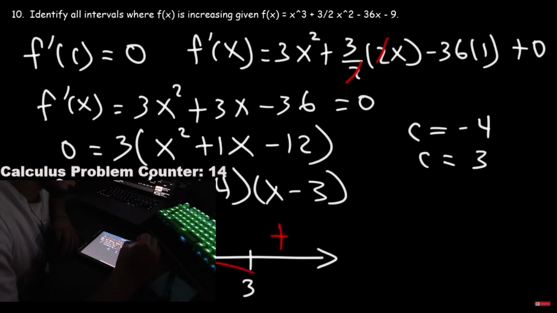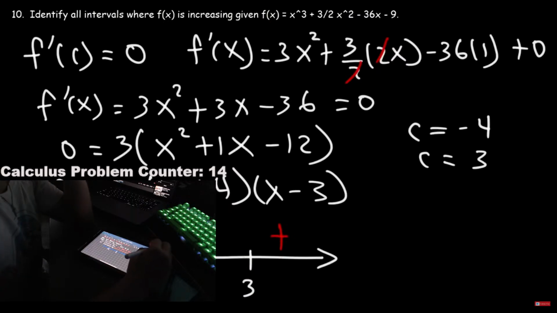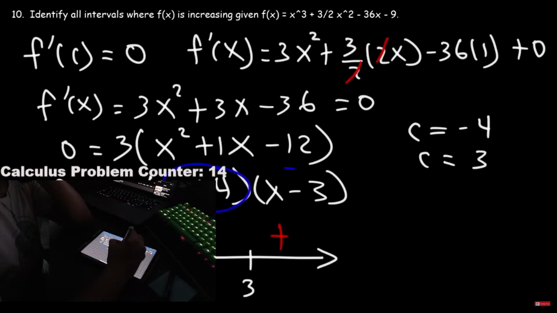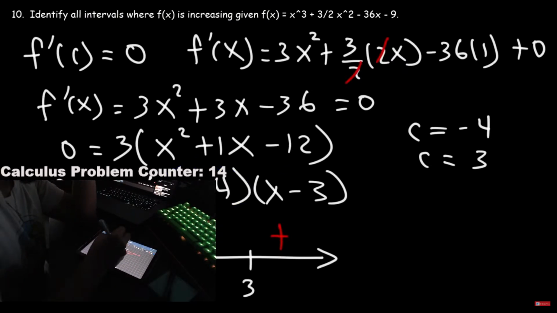Now, what if we pick a number between negative 4 and 3, like 0? Will it be positive or negative? 0 minus 3 is negative 3. 0 plus 4 is positive. A positive number times a negative number will give us a negative result.